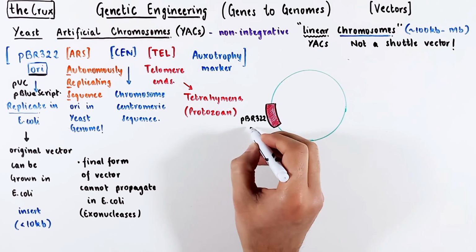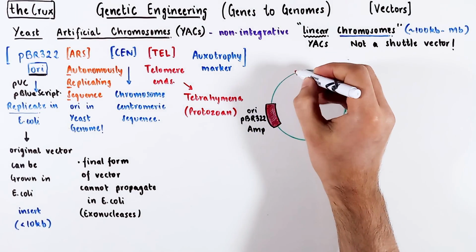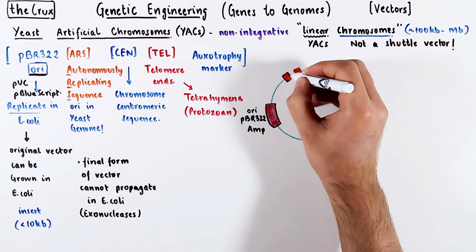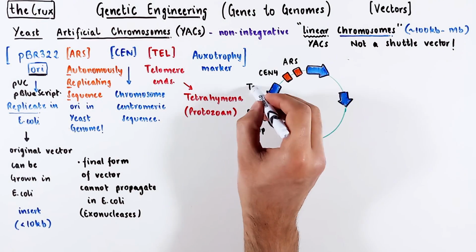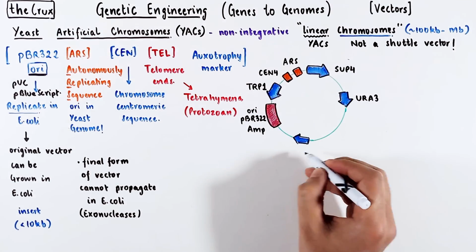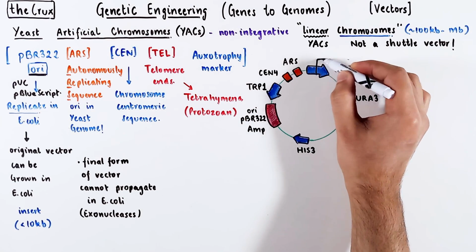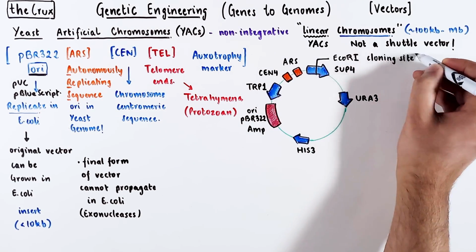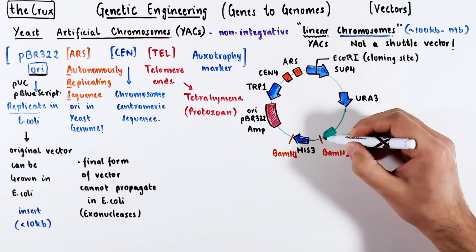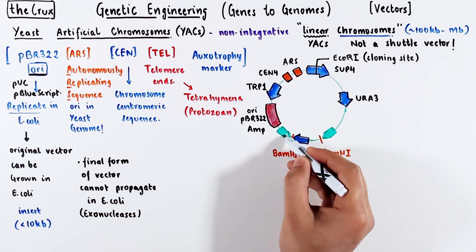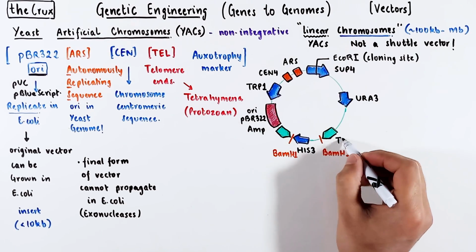The starting YAC vector bears similarities to the centromere plasmid. It has the pBR322 components, the ARS and CEN4. In terms of auxotrophic markers, it has 4 different ones. The SUP4 usually carries 1 or 2 cloning sites. The HIS3 is surrounded by BamHI sites. And flanking the HIS3 are 2 telomeric sequences. This is the starting YAC vector.